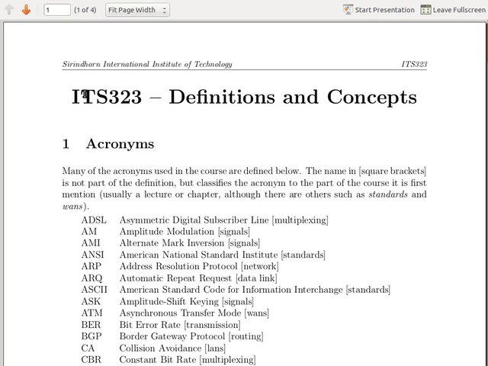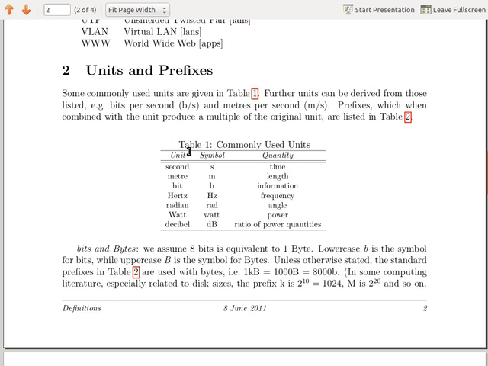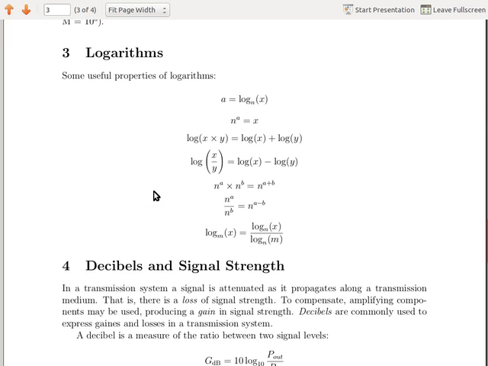In your handouts towards the front somewhere, there's a document on definitions and concepts. If you scroll to the end, there's some information about units and prefixes, which we already know. If not, you'll read that tonight. There's some information on logarithms. This is high school mathematics. Refresh yourself because it's useful when we're dealing with decibels and other calculations.